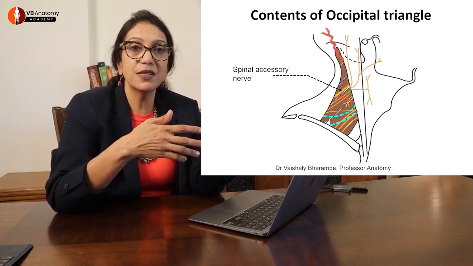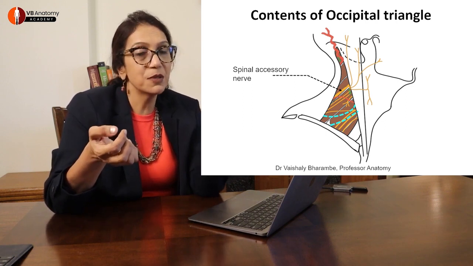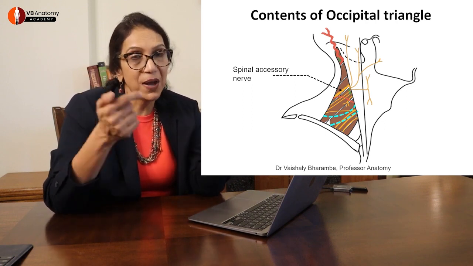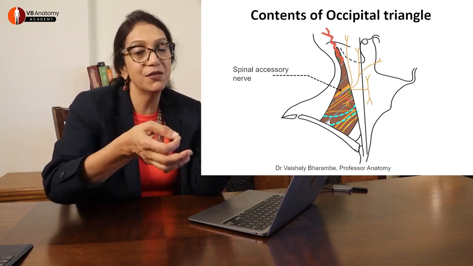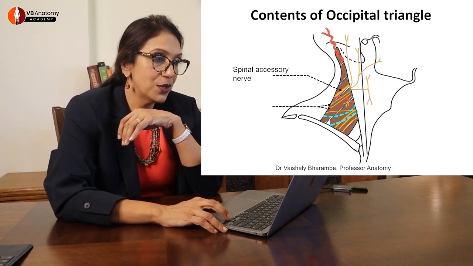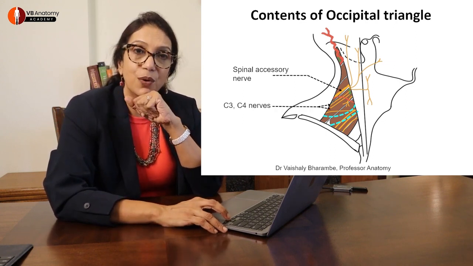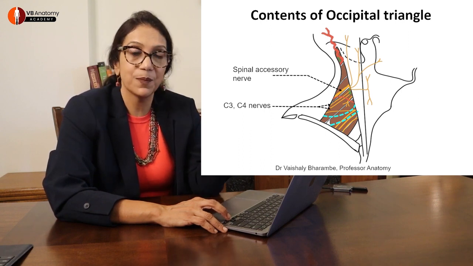All the other structures, almost all of them, are covered by prevertebral fascia. Only the spinal accessory nerve passes through the triangle flush with the roof, which is the investing layer of deep cervical fascia. It is accompanied by two nerves, C3 and C4. All three of them go towards the trapezius, supplying it.